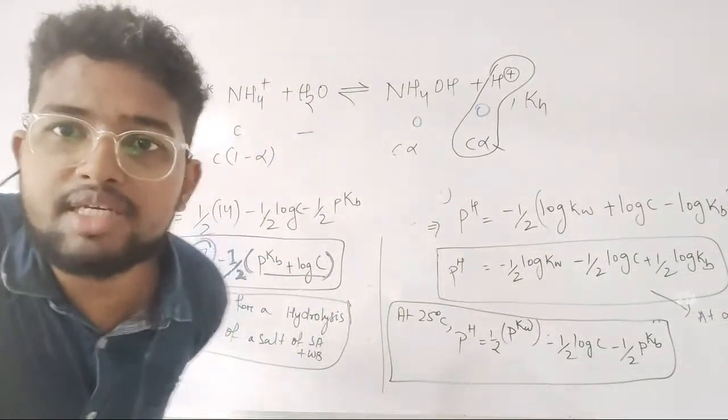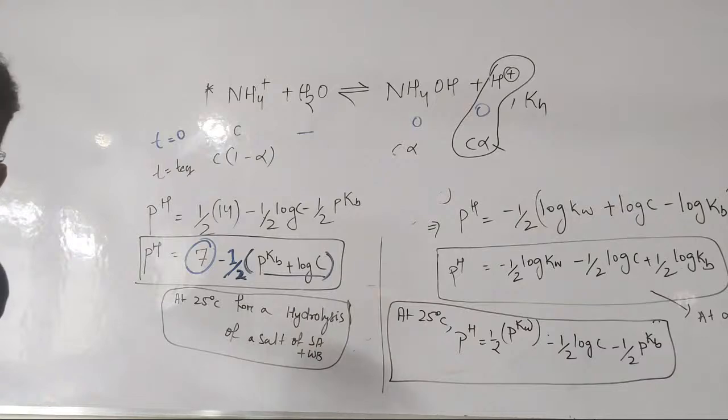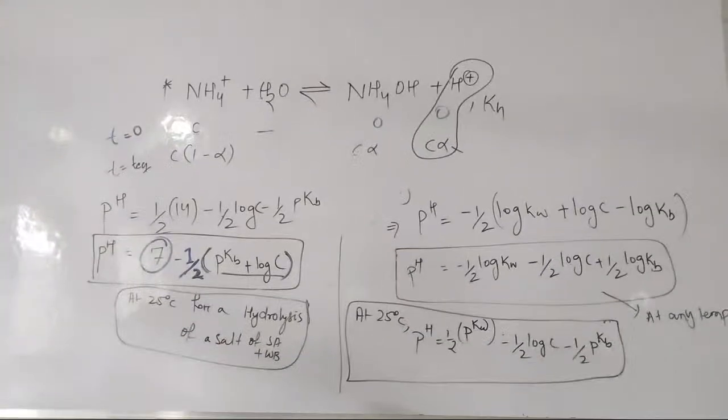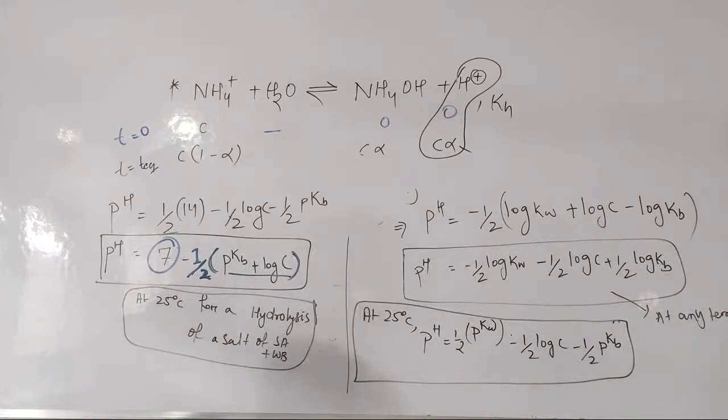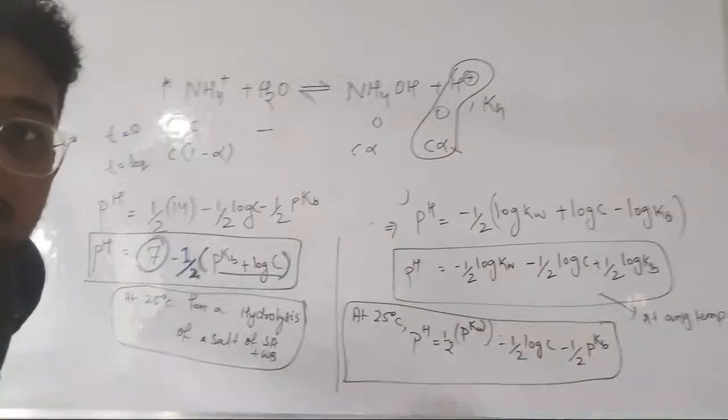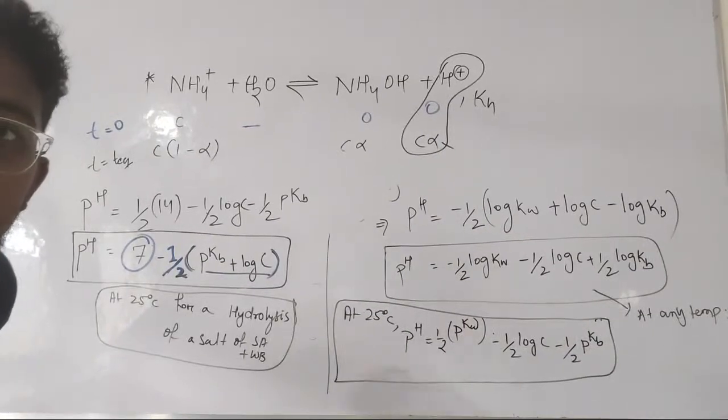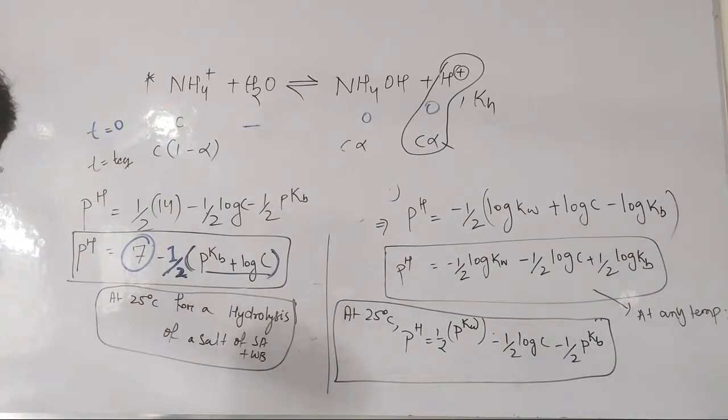So now the video is blinking. Can you take a screenshot now? Everybody taken the screenshot of this equation? Very important derivation, pH for hydrolysis of a salt. Okay, the right side of the board is not visible. Which part? That at any temperature. Okay, now is it visible correctly? At any temperature, now is it visible? So everybody please take a screenshot.